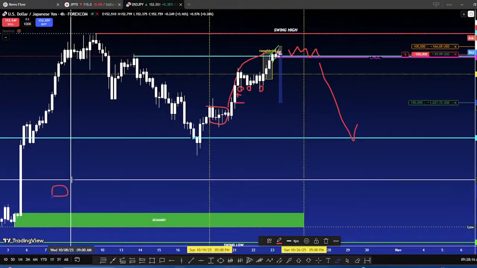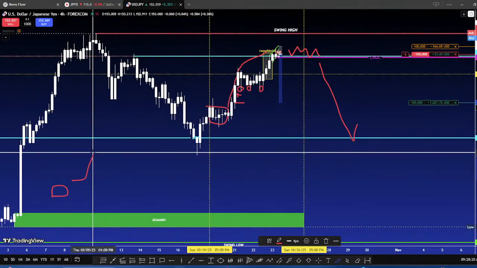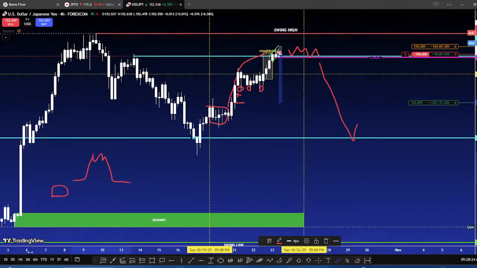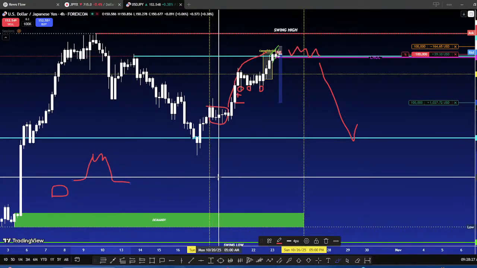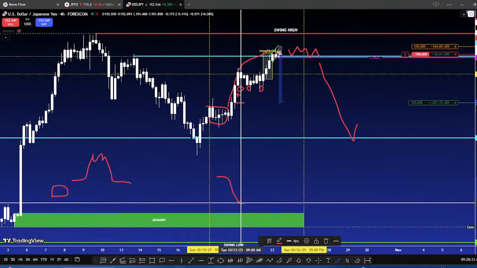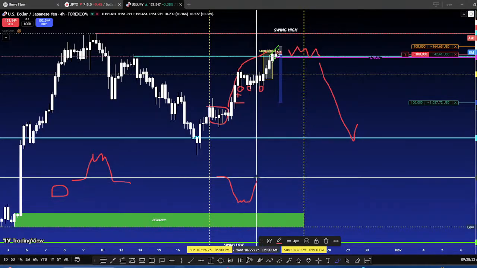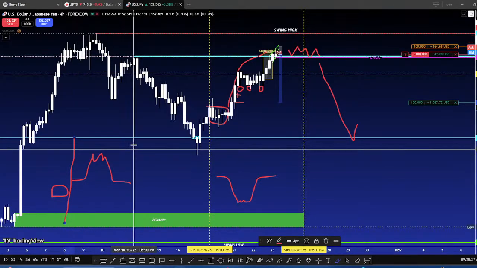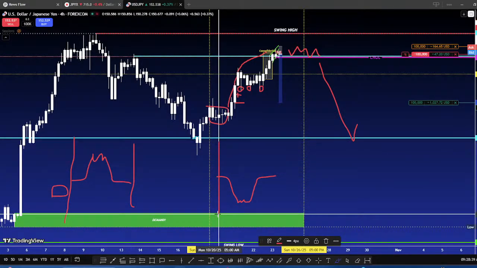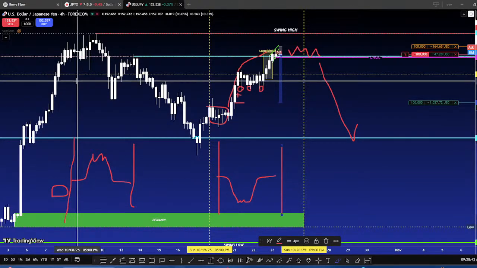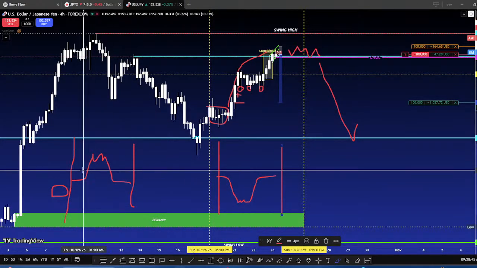Okay, so it's really kind of like this. You consolidate, you break up, you consolidate and then you break down and then you end flat, or vice versa. You consolidate, you break down, you consolidate, then you break up and you end flat. Somehow or another throughout the week, you're going to see some variation of either one. Okay, here, look at this. This would be the variation of this one right here.